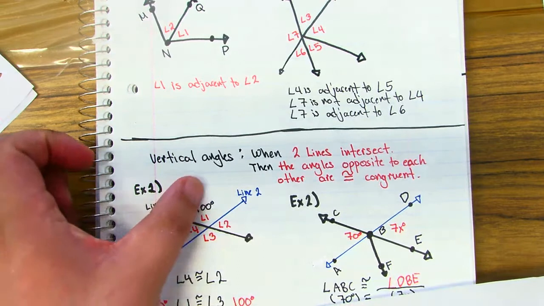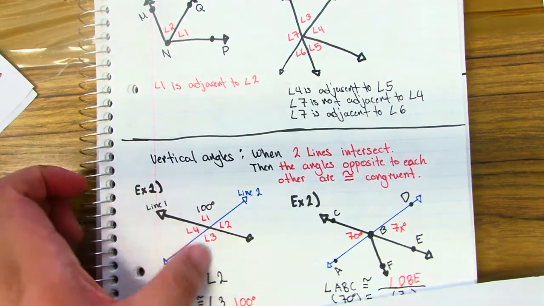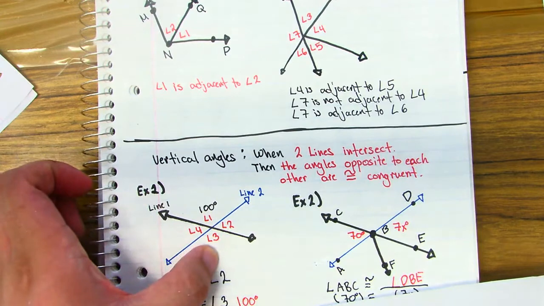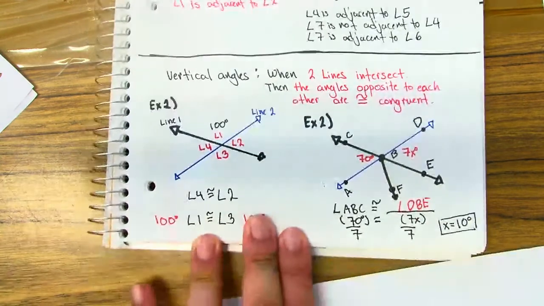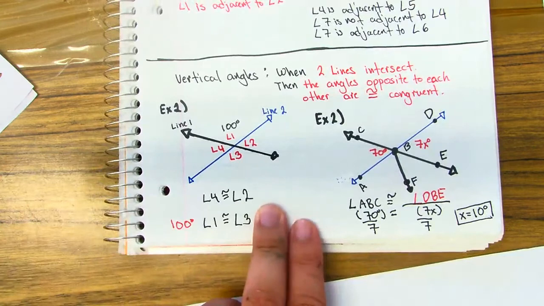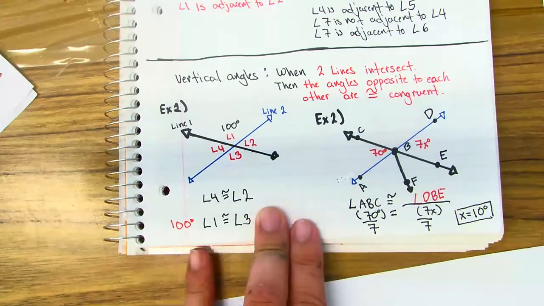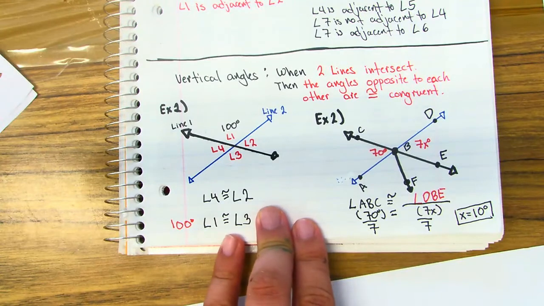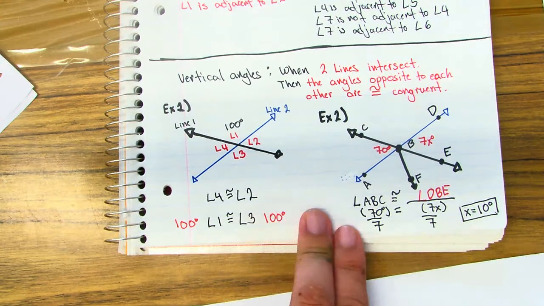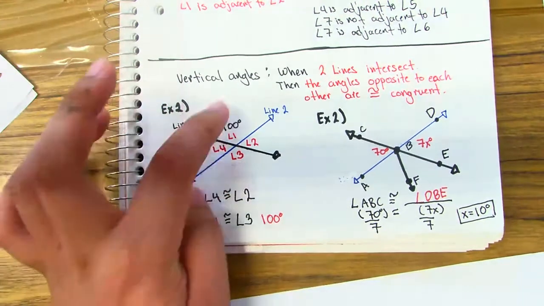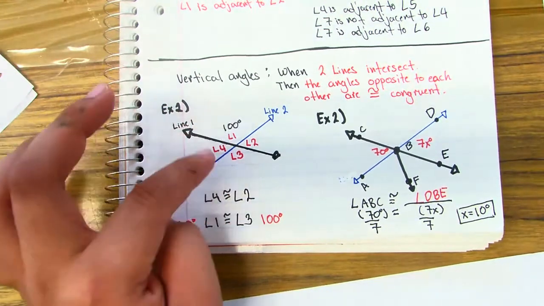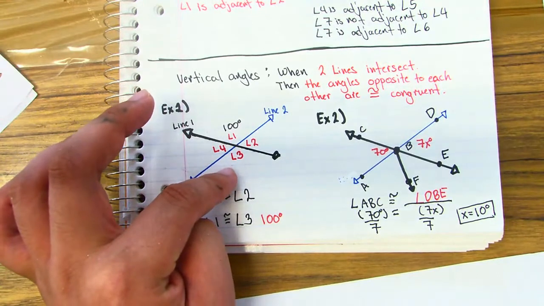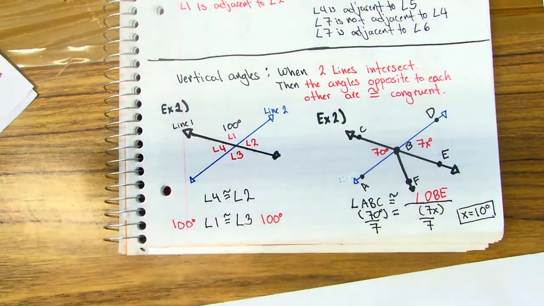The vertical angle is angle 1. Opposite of angle 1 is angle number 3. Okay, your statement should be angle 1 is congruent to angle 3 because they are vertical angles. Okay, the next one here is, if you know that angle 1 is 100 degrees, then you know that angle 3 will also equal 100 degrees. Why? Because since they are vertical angles, if angle 1 equals 100, then angle 3 will also equal 100 degrees. Okay, and that is it.